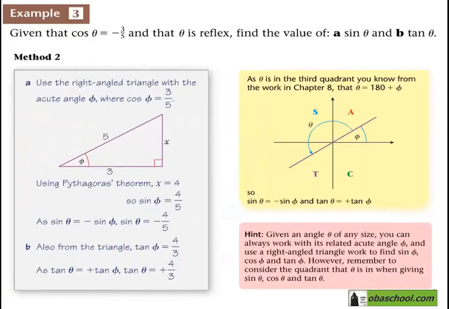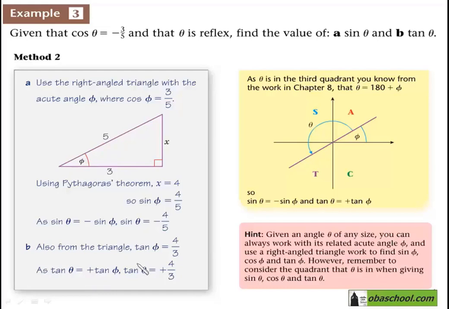Look at the description. Use the right angle triangle with the acute angle phi, where cosine phi equals 3 over 5 and angle theta is 180 plus phi. Use Pythagoras theorem to find the missing side x, which is 4. Thus, we were able to calculate sine phi and tan phi, which allowed us to obtain sine theta and tan theta, due to the relation of theta and phi.